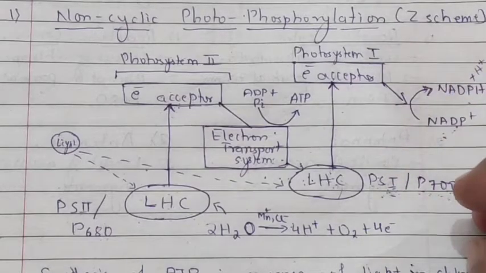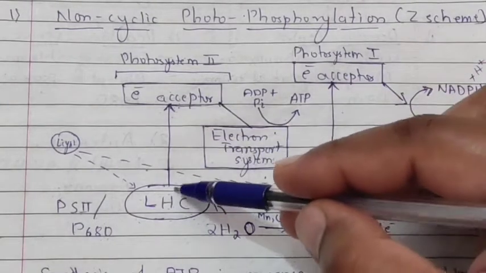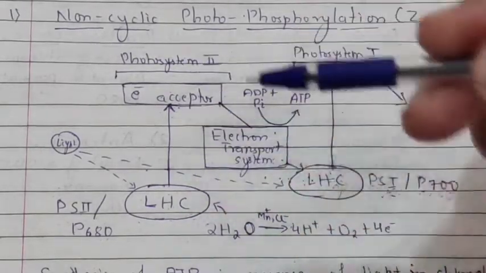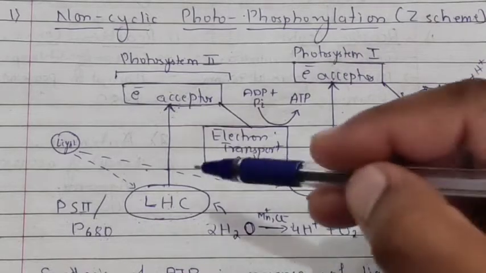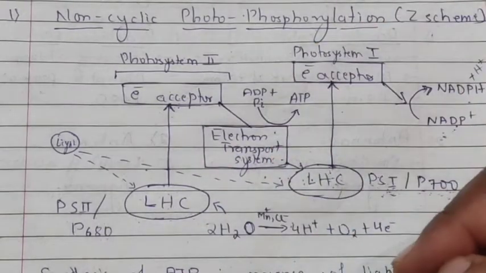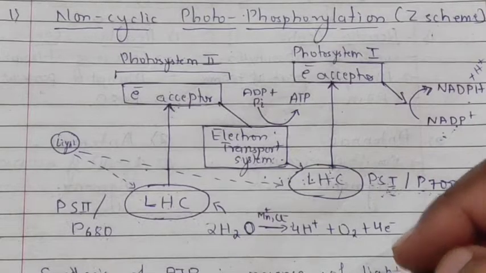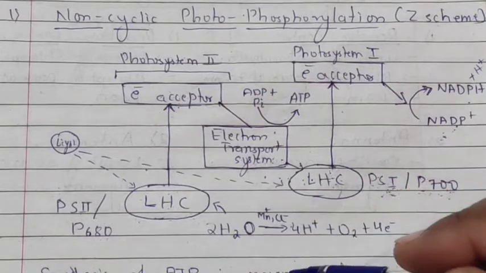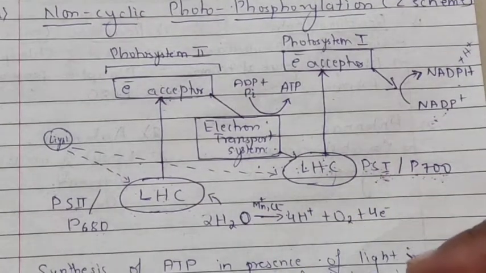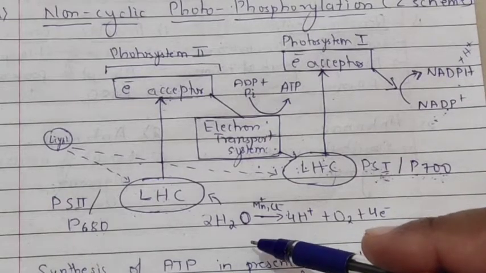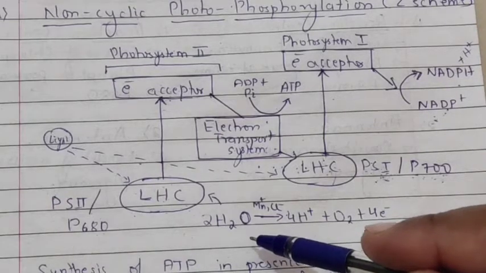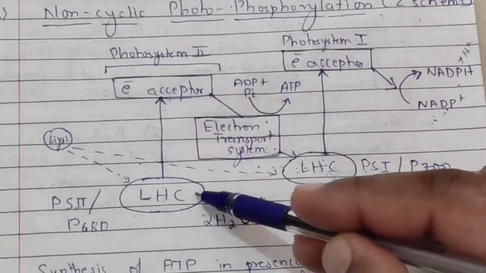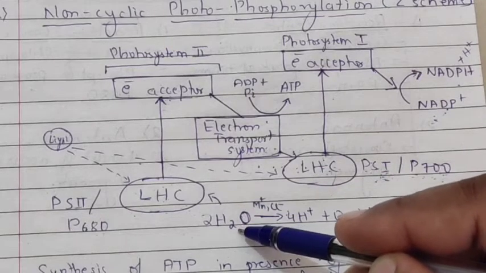Clear? Now, the question is, when the electrons are lost and they are not coming back to the photosystem, from where are the continuous electrons coming? Who is going to compensate for this lost electron? Here, associated with photosystem 2, there is one more complex which splits the water molecule. That splitting of water molecule is called photolysis. The electrons which are lost from photosystem 2 are compensated by the water molecule upon splitting.